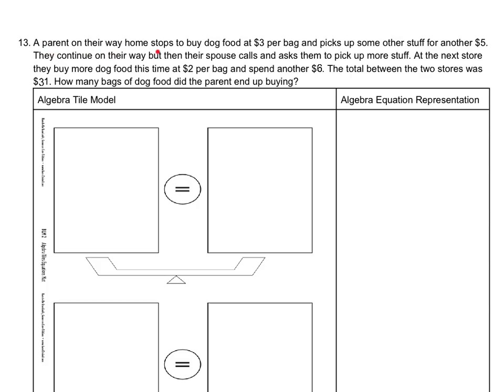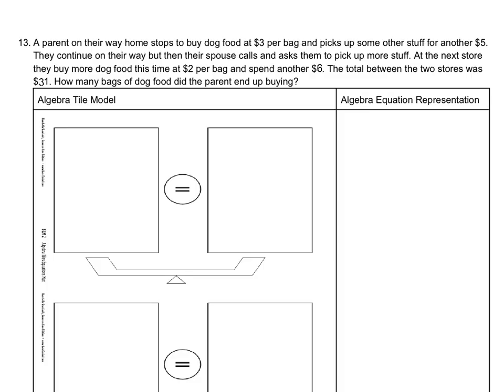A parent on their way home stops to buy dog food at $3 per bag and picks up some other stuff for another $5. They continue on their way, but then their spouse calls and asks them to pick up more stuff. At the next store, they buy more dog food, this time at $2 per bag, and spend another $6. The total between the two stores is $31. How many bags of dog food did the parent end up buying? Take a moment and try to set this equation up, or do the algebra tile model. See what this looks like.